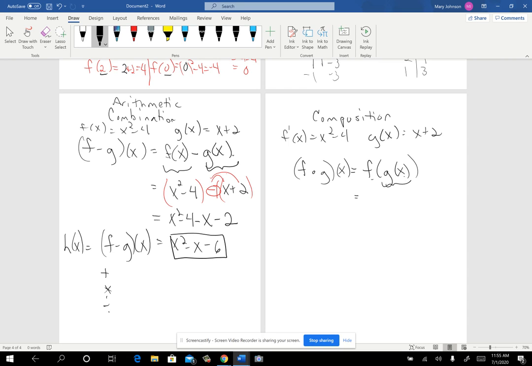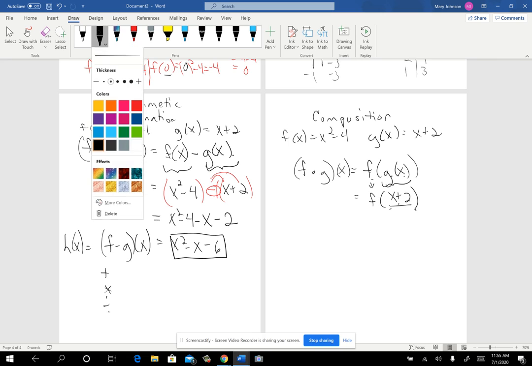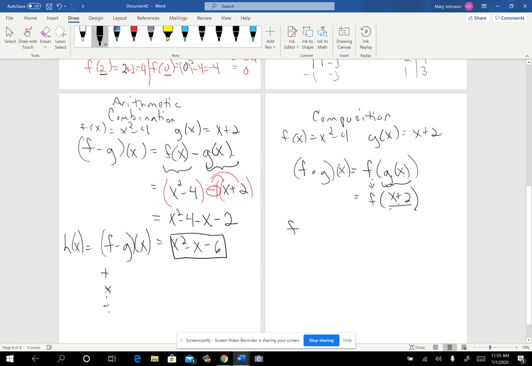So g of x is x plus 2. So I can replace g of x with x plus 2. I just need to then do f of that. And I had you do a lot of that. Do f of x plus 2. And to do f of x plus 2, okay, what you needed to do was take that x plus 2 and come over here and plug in the x plus 2 everywhere you see the x.